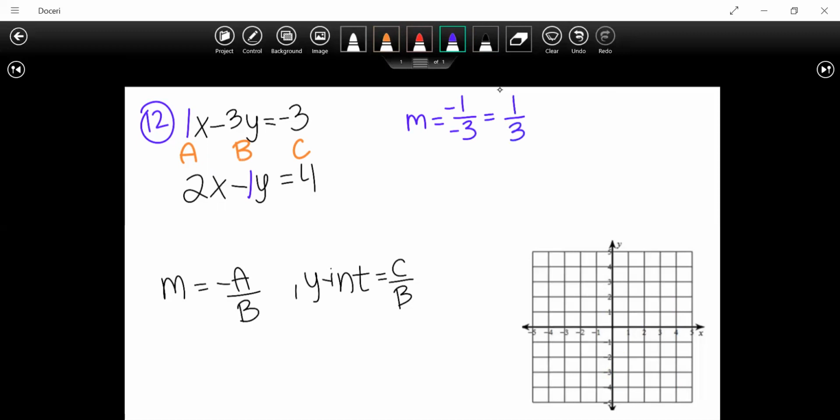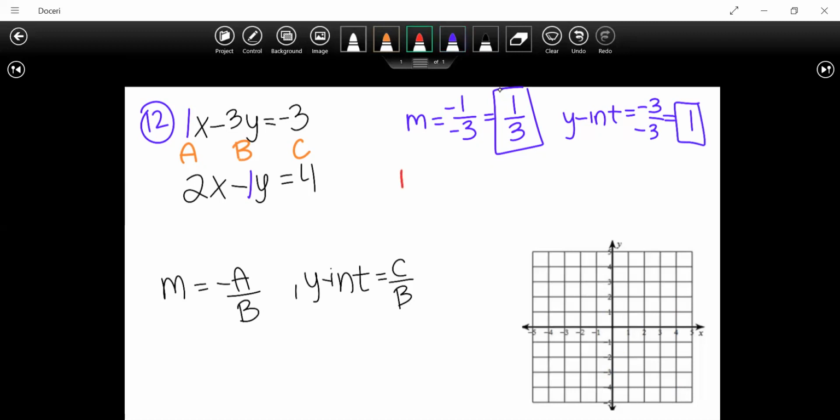Maybe? No? Let's keep on going. Let's see what happens. Okay. We have the negative 3. We're going to look at the y-intercept, which was c over b. It's going to be negative 3 over negative 3. Again, it might trick you up. Negative 3 over negative 3 is 1. Okay, so we have that first one.